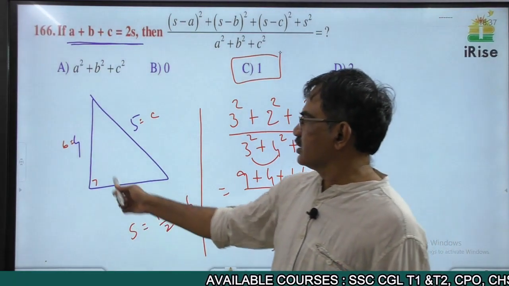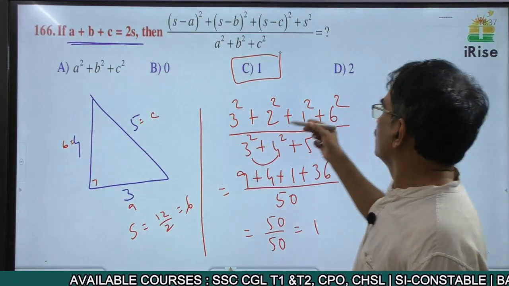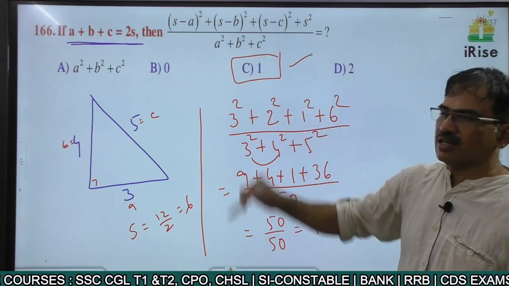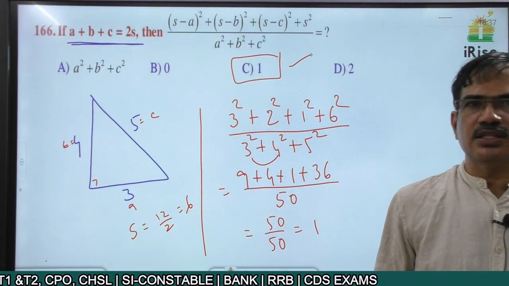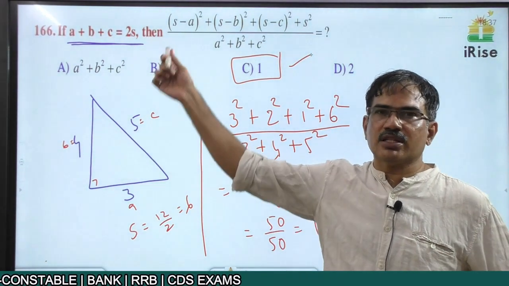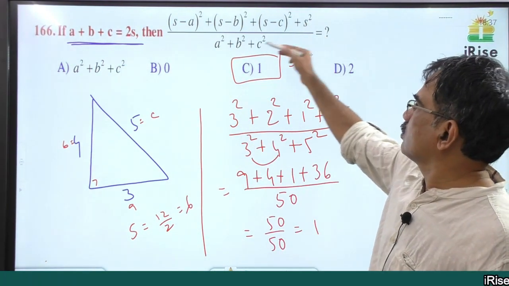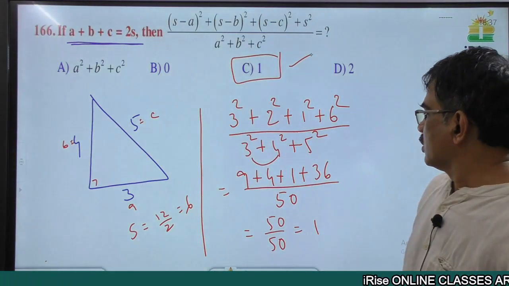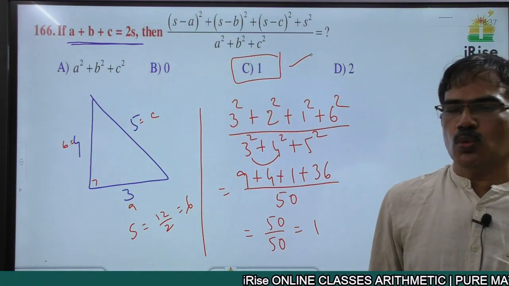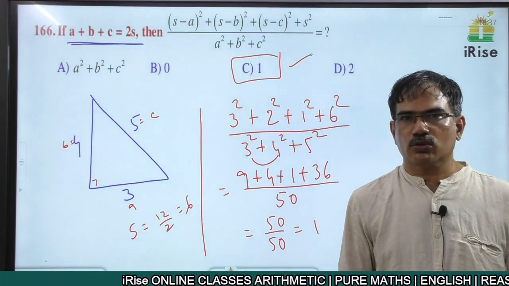Okay. If you put A as 3, B as 4, C as 5, the answer is 1. This is a standard question. If A plus B plus C is equal to 2s, then (s minus a) whole square plus (s minus b) whole square plus (s minus c) whole square plus s square by a square plus b square plus c square is always equal to 1. Okay. Next question.